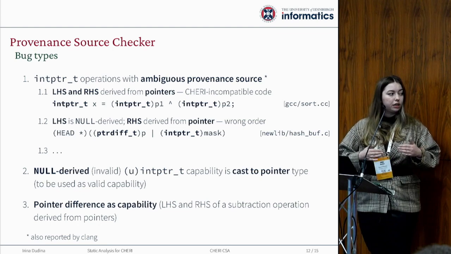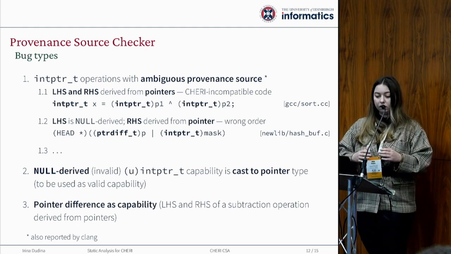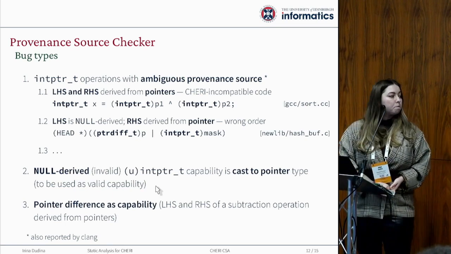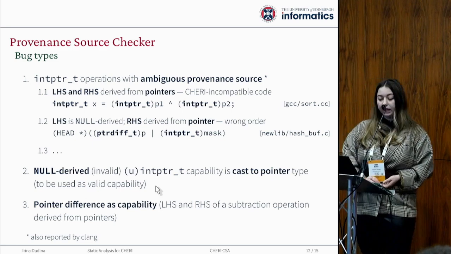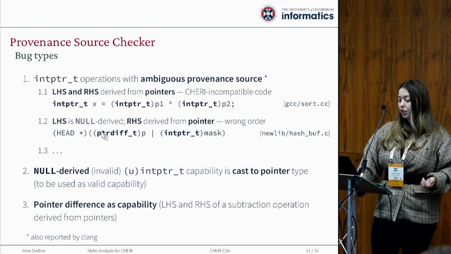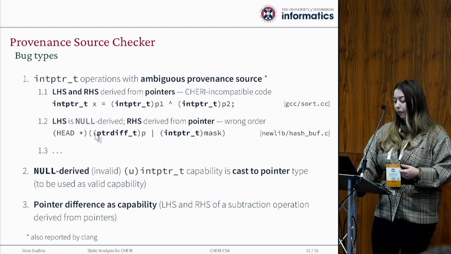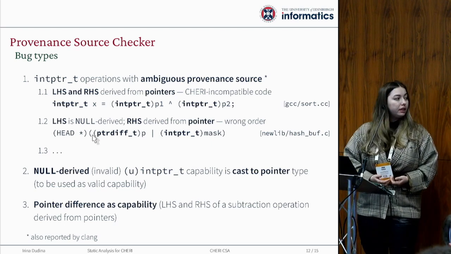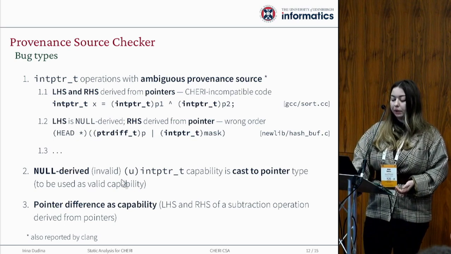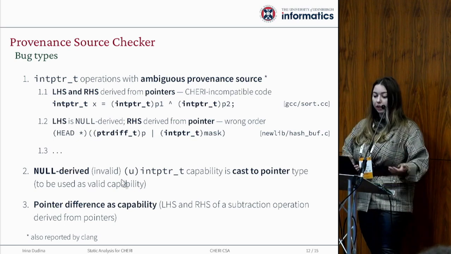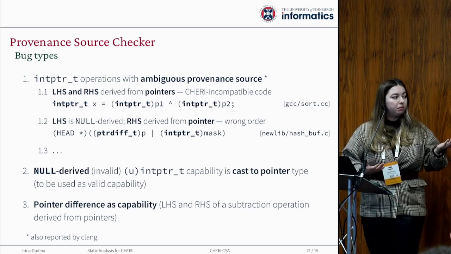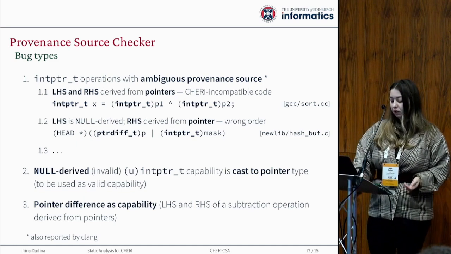So we have certain warning messages depending on exactly what case we are looking at. And surprisingly, the most useful warning is when we figure out that, as a result of such a binary operation, we got a capability that is untagged, that is not derived, and then we use this capability as a pointer, so we cast it back from in pointer t to pointer type. This warning gave us most of the useful warnings, really true positives.